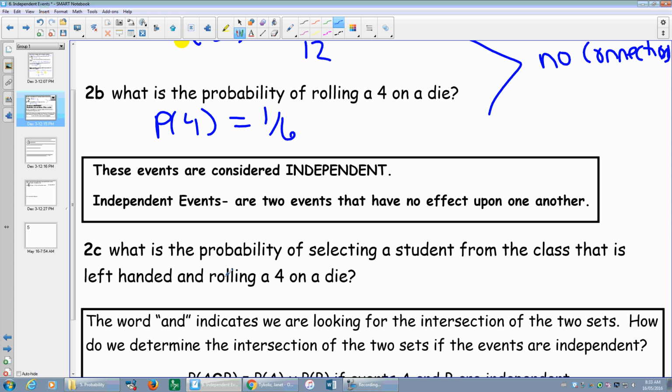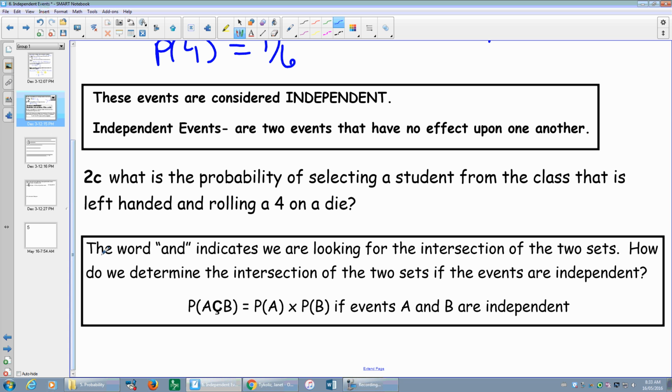There's no connection there. What is the probability of selecting a student from a class that is left-handed and rolling a 4 on the die? Okay, it says here, the word "and" indicates we are looking for the intersection of the 2 sets. How do we determine the intersection of the 2 sets if the events are independent? For the probability of the intersection of A and B, we take the probability of A and multiply it by the probability of B, if events A and B are independent.